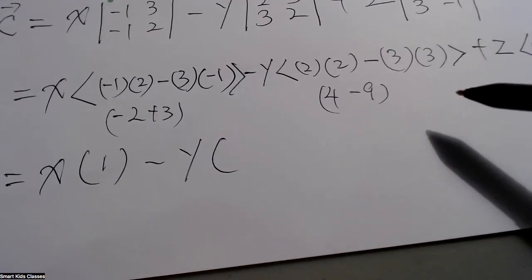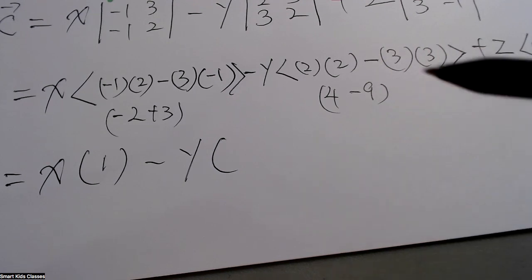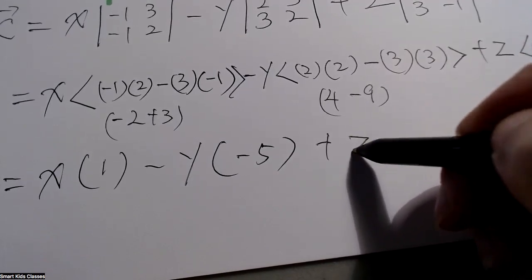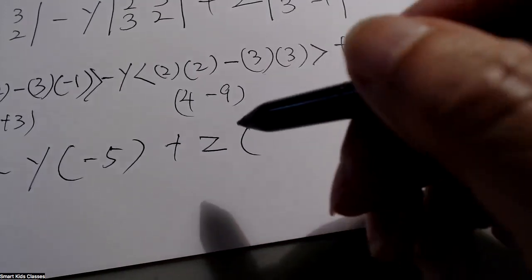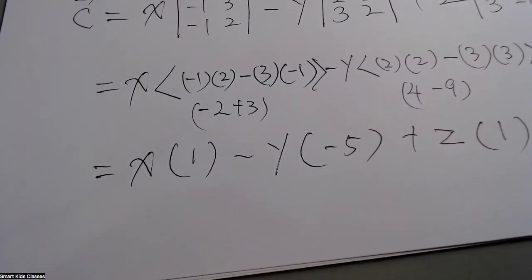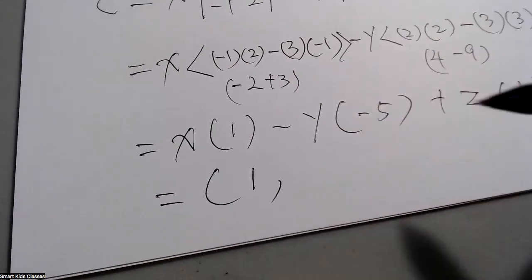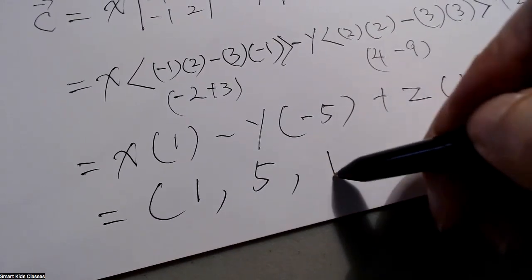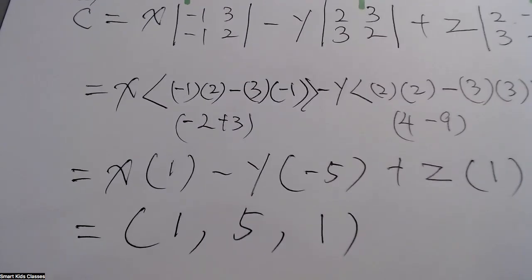Now let's look at the y. 4 and -9, we get -5. Now let's look at the z. We have 2 minus -3, and we're going to get +5... So now we get the answer for the cross product. x is 1, y is -5, and z is 5. So this is our cross product, but we are going to verify it.